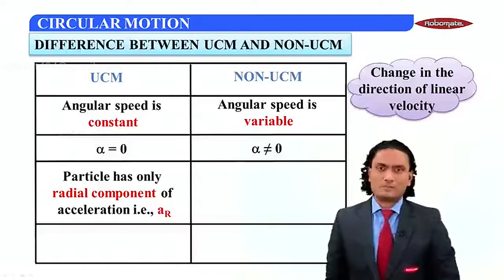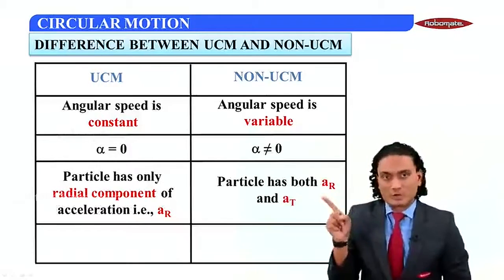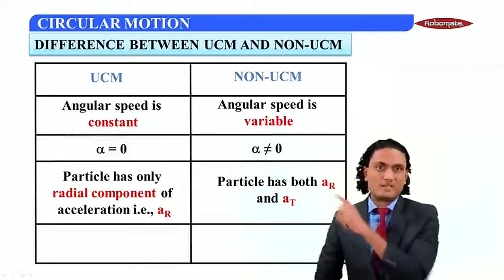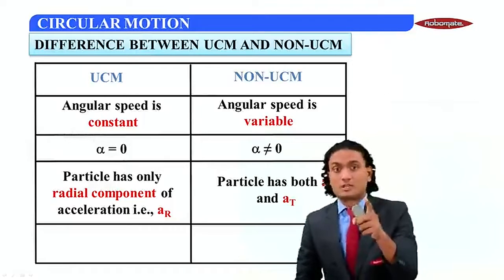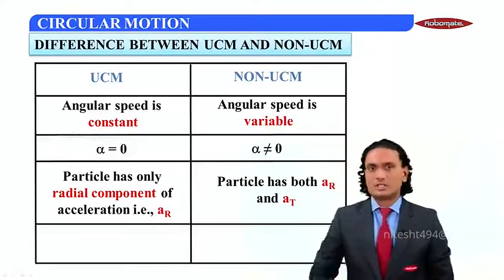What about non-UCM? The particle performing non-UCM will have two components: the radial component of acceleration as well as the tangential component. Both are present. But in UCM, we have only the radial component, and that also because of the change in direction of linear velocity. Is this clear? So this is the third difference.